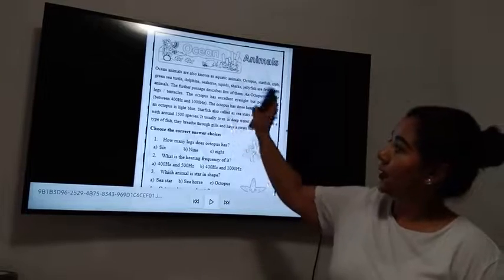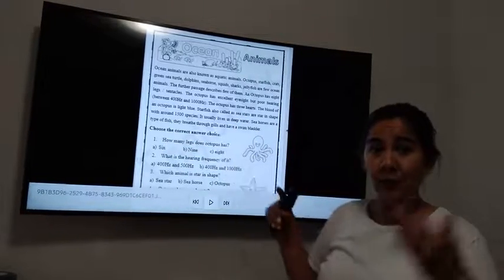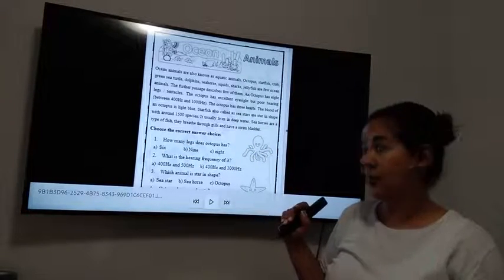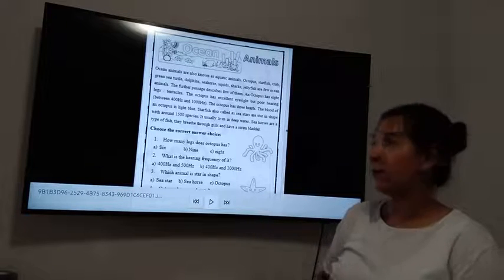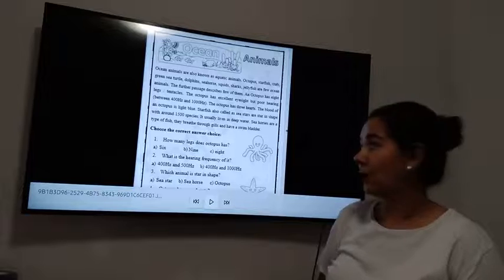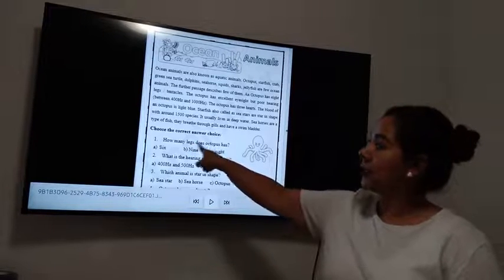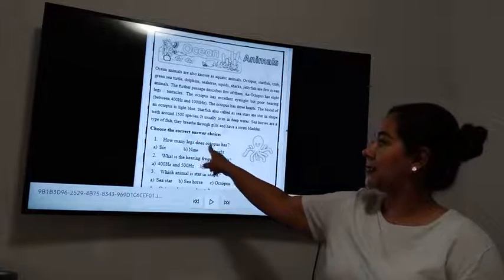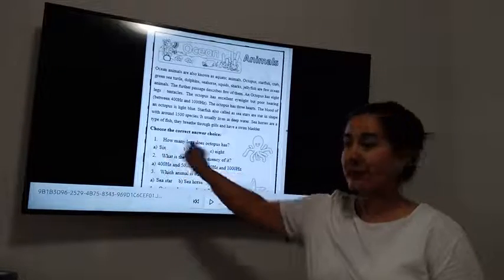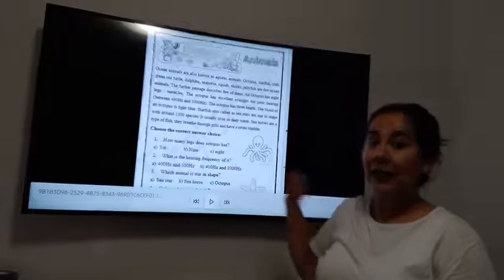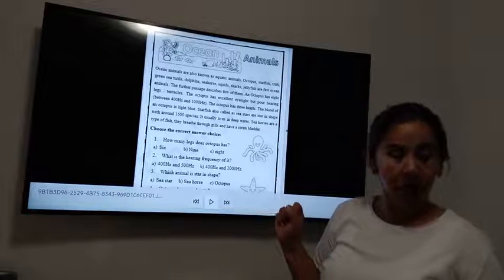We have the reading, and then we need to choose. This time you have some answers that you can use, and you have to check which one is the right or the correct one for answering your statement or your question. So, for example, in this one, we have, how many legs does the octopus have? You have 3 options, 6 legs, 9 legs, or 8 legs. Okay, choose your correct number.